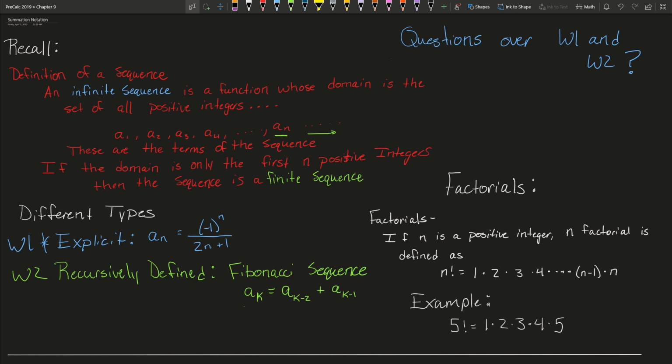Besides that, after we review a little bit, I want to go over summation notation or sigma notation. And then we'll do a couple of examples of that. I'll introduce the homework, and then you guys can get started on that.